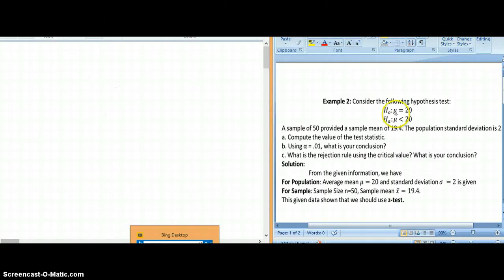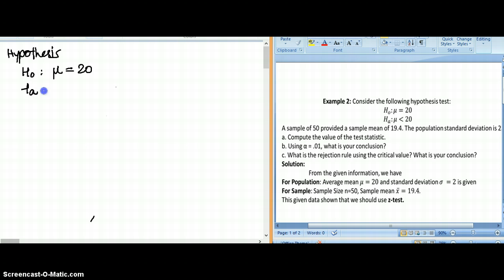Let us consider another example in which the null hypothesis and alternative hypothesis are given. Just write down what is given. The hypothesis is H naught, that is the null hypothesis, mu equal 20. The alternative hypothesis HA is mu less than 20.